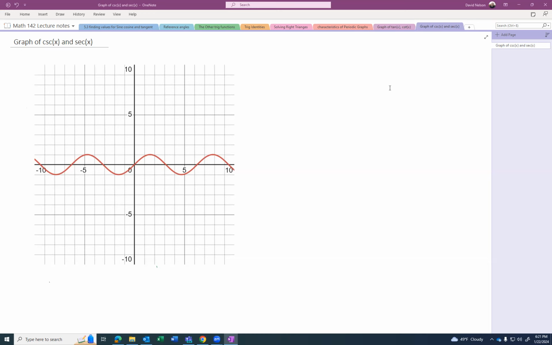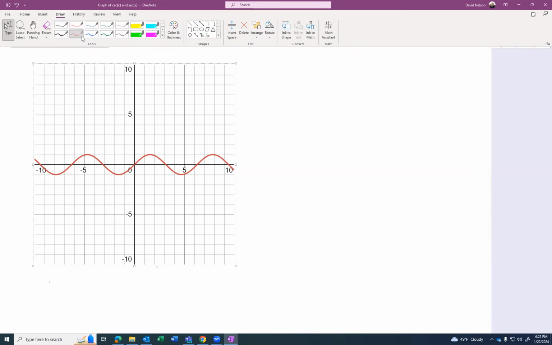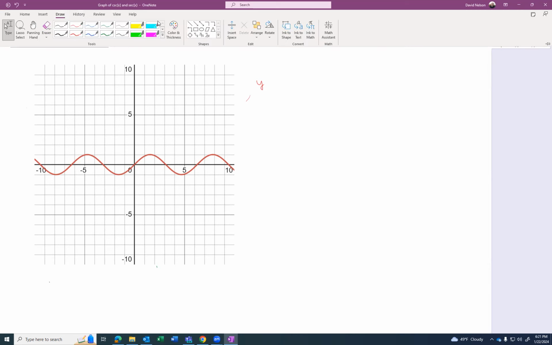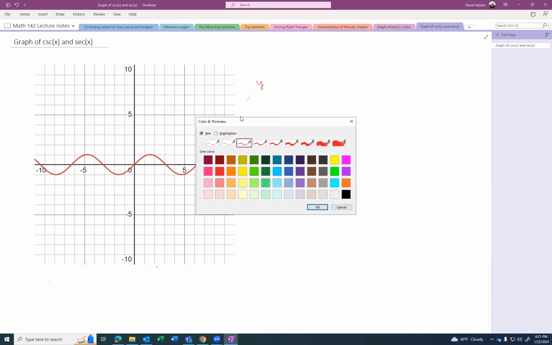We know that cosecant of x is, let me get my drawing pen here. Let me actually, how does that look? I'm going to make it a little bit darker. A little bit thicker here. And we'll switch to black.